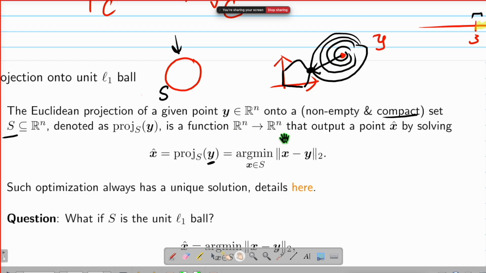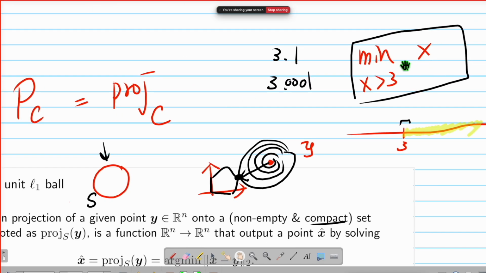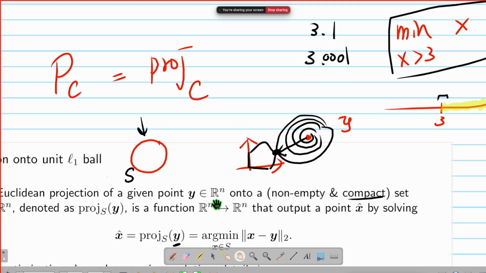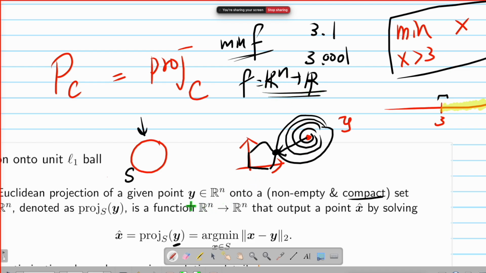Projection is R^n to R^n. It's not R^n to R. Minimizing something is a function f. It can have a vector input, so it's R^n, and the output of a vector input function is a number, so it's R^n to R. So min f is something where f is R^n to R, and minimizing this gives me a number. But projection is R^n to R^n. So it gives me a point, it's not a number.